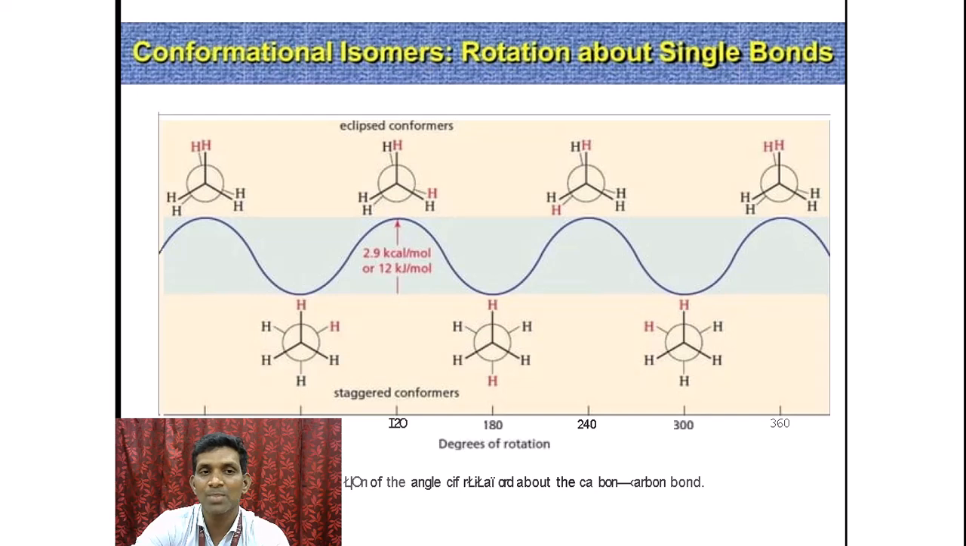So this is the energy profile diagram, where the y-axis is energy and the x-axis is nothing but the angle of rotation. At 0 degrees of rotation, the compound ethane is present in the eclipsed form, and if rotated by 60 degrees, it will convert into the staggered form, and at 120 degrees it will go to the eclipsed again, and it will go on like this.